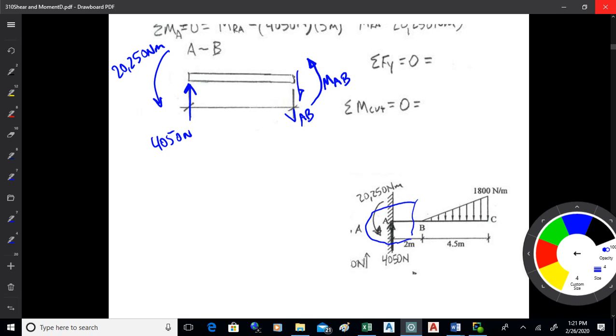Now the next bit is just to solve for the unknowns. The unknowns are the internal shear and moment at the cut. I just write up equilibrium equations. So I'll go sum of Fy is 0: 4,050 newtons up, minus VAB down. That'll be the sum of Fy equation. When I solve for VAB, it's pretty simple. It's just a number, 4,050 newtons. So the shear anywhere from A to B is 4,050 newtons. If I'm going to design that beam, that's the shear I'm going to design it for.